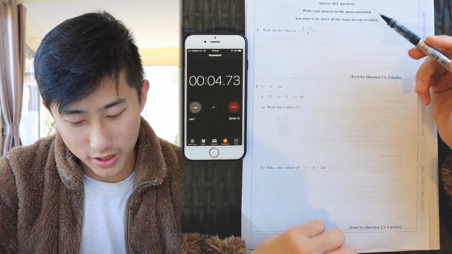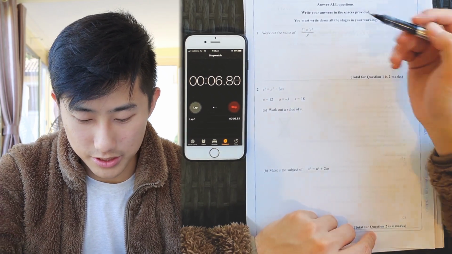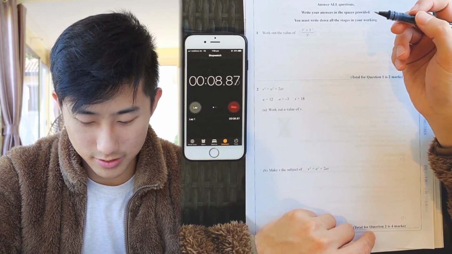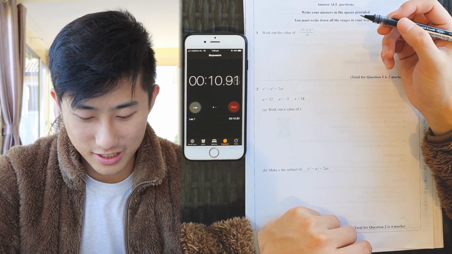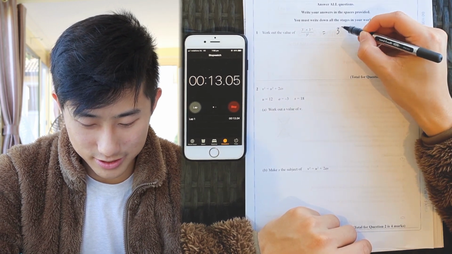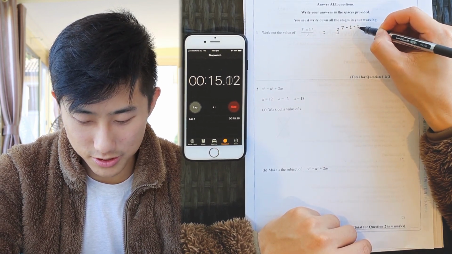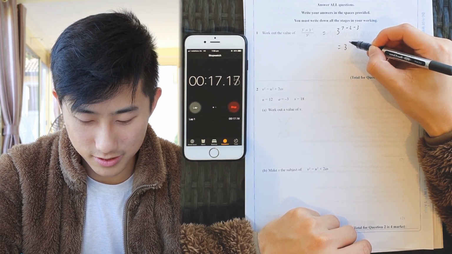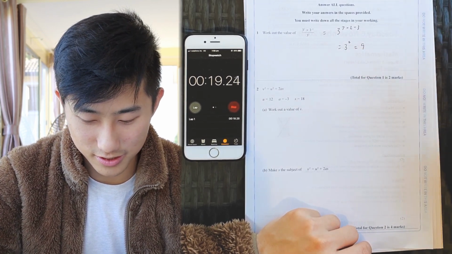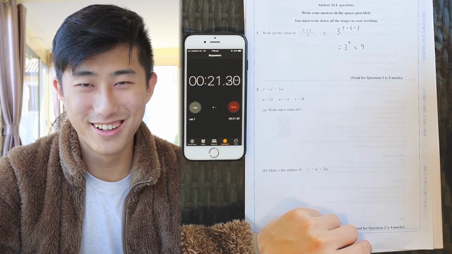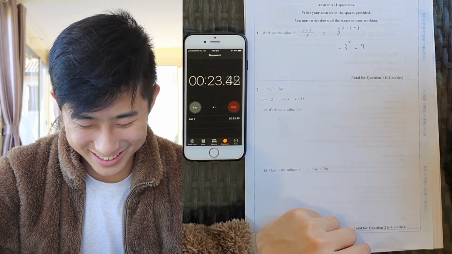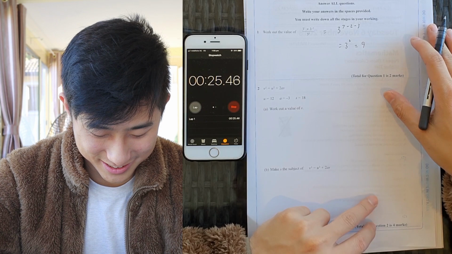Alright, question 1. Work out the value of 3 to the power 7 times 3 to the negative 2 over 3 over 3. Okay. Not too hard, so that's just 3 to the 7 minus 2 minus 3, which is 3 squared, which equals 9. This is like year 7 stuff.